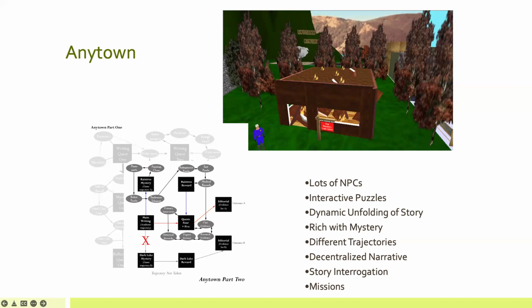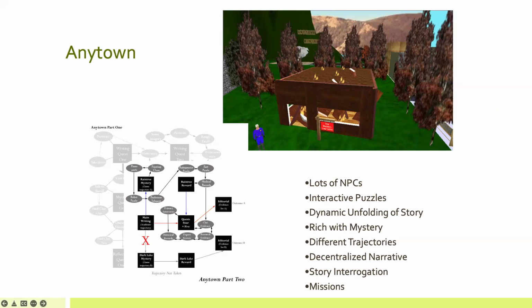Who knows? But there were a lot of non-player characters who would talk to the kids and give them more information. There were a lot of interactive puzzles where they were doing codes and ciphers and things like that. The story would open up over time as they uncovered clues and solved different quests. And again, they could make choices about the trajectories that they took.